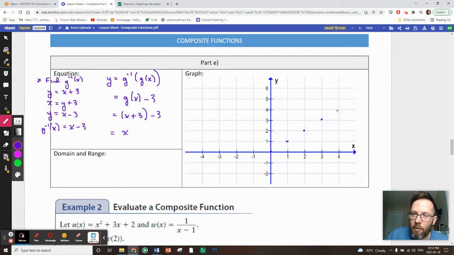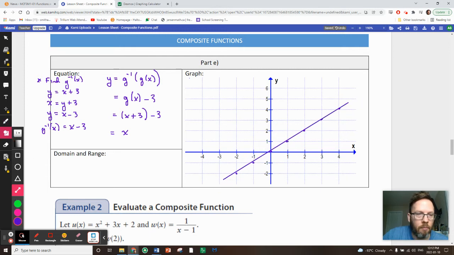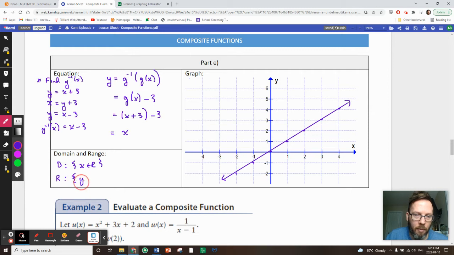Add a few points here. And I'll use my straight line tool. And because it's a line that's not vertical or horizontal, again, domain and range are pretty straightforward. x can be any real number, and y can be any real number. Now, this idea of plugging a function into another function can take a bit of time to get used to. We've done 5 examples here.